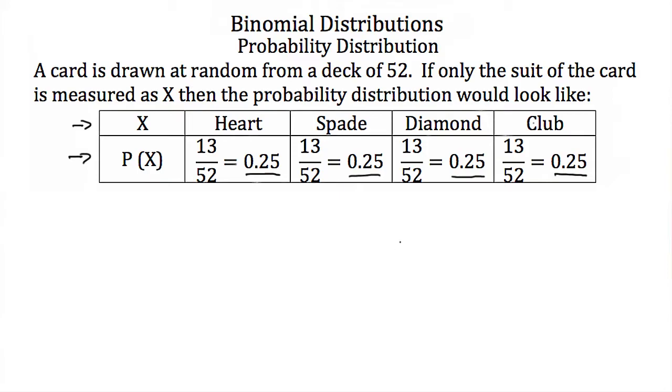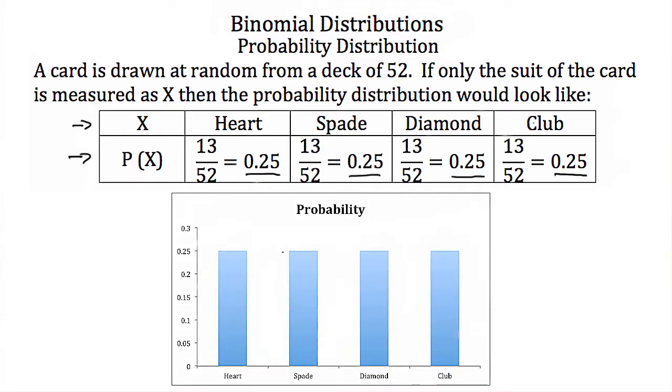Frequently, probability distributions are expressed as histograms, or you can think of that as a bar graph. Along the x-axis, we have our different values of x: heart, spade, diamond, and club. On the y-axis, we have our probability. Notice that all four of our values for x have the same probability.